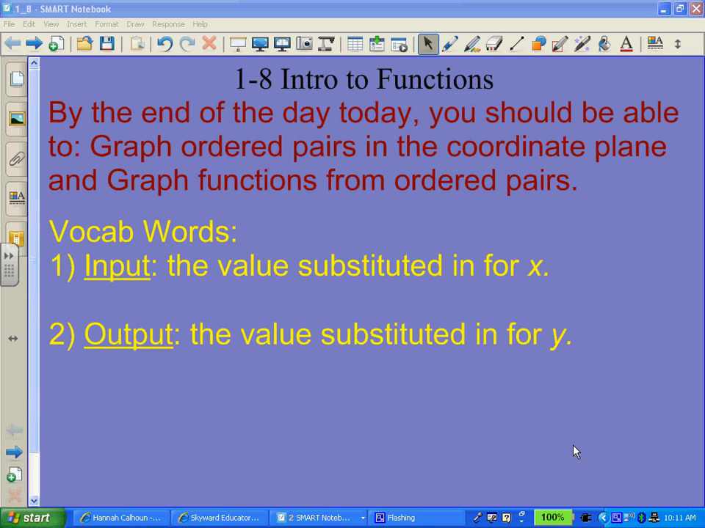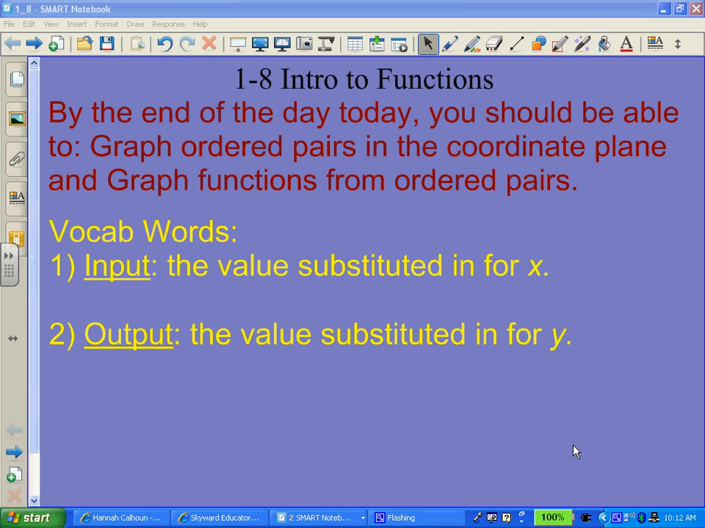Today we're going to talk about functions, and we're going to talk about how you graph ordered pairs and how you graph functions. Our two vocab words today are input and output. Input is the value substituted in for x, and output is the value substituted in for y.